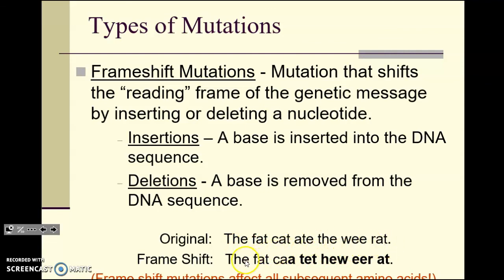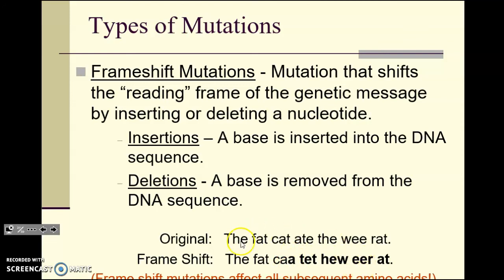rat. Well, if you take away this T and shift everything to the left, then you end up with this sentence, which obviously doesn't really make sense, but that's what happens in the genetic code too. That sequence doesn't really make sense, so it changes the way that whatever protein is being formed is produced. So it affects the way things look, which is called the phenotype, if you remember that.